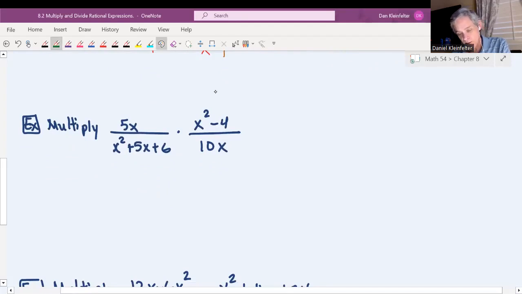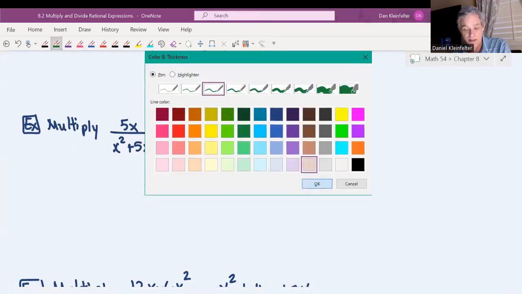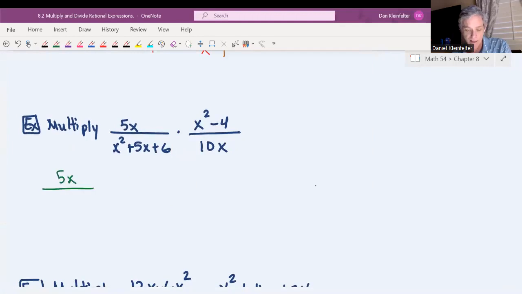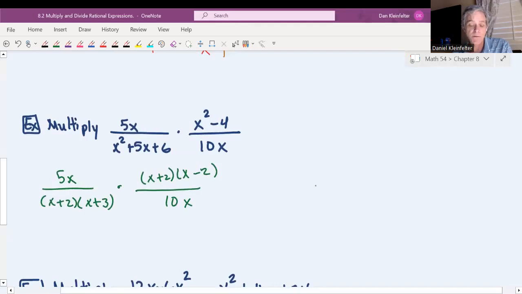So what I'm going to do is begin by factoring everything. So we'll have 5x divided by x plus 2, x plus 3. That's our first fraction. And then x squared minus 4 is a difference of squares. So that's x plus 2 times x minus 2. Still have the 10x down below.